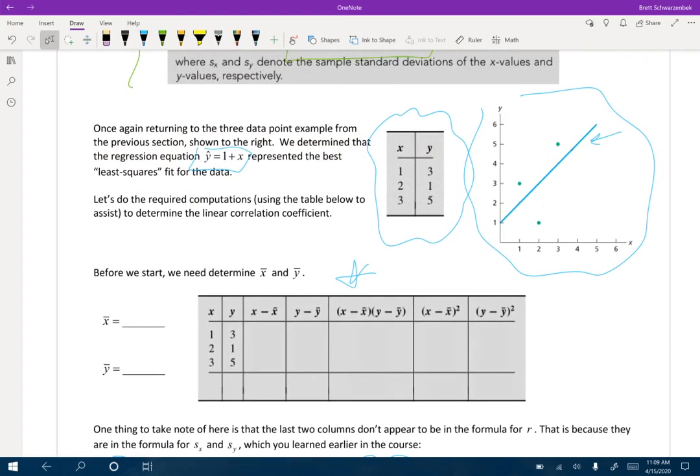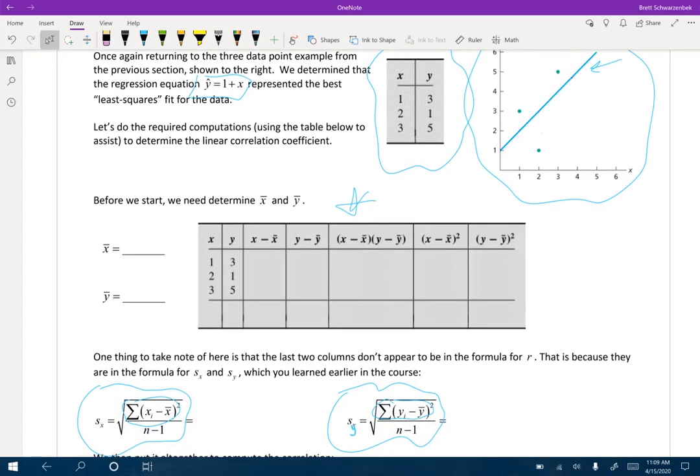Okay, so let's do that. Just to be clear, all I did was take these points and put them over here. So 1, 3, 2, 1, and 2, 5. X bar is clearly 2 if we took the average of 1, 2, and 3. And if we took the average of 1, 3, and 5, we get 3 like we did in the last section. So x bar is 2 and y bar is 3. We're going to take all the x's and subtract 2, so we get negative 1, 0, and 1. We're going to take all the y's and subtract 3, so we get 0, negative 2, and 2.